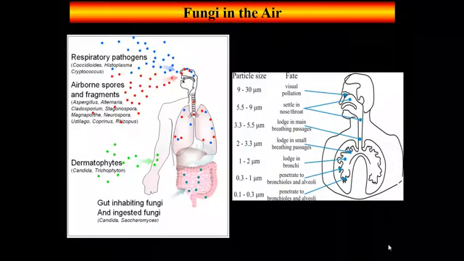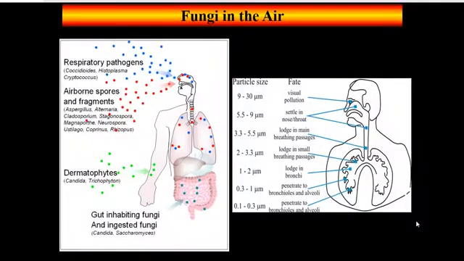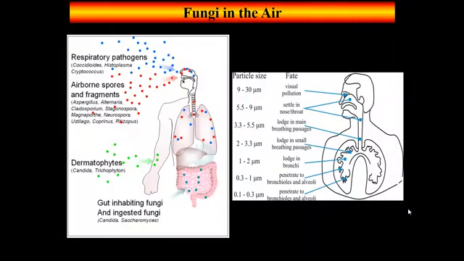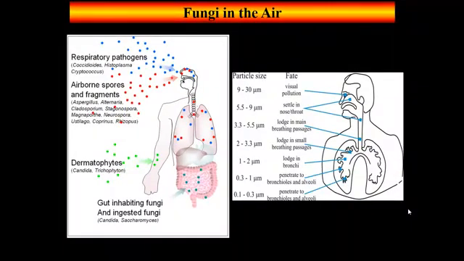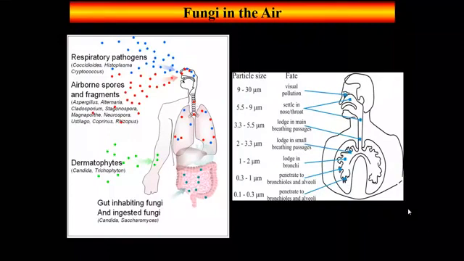If the spore size of the fungi ranges between 9 up to 30 micrometers, it will affect the human visually and cause visual pollution. If it is between 5.5 up to 9 microns, it may settle in the nose and throat. That's why Allah created hairs in our nose. It is not good for people to remove this hair from the nose, because it is created to prevent these fungal spores. Also, it can move down to your bronchioles if the spore size is very small, 0.1 to 0.3 micron.